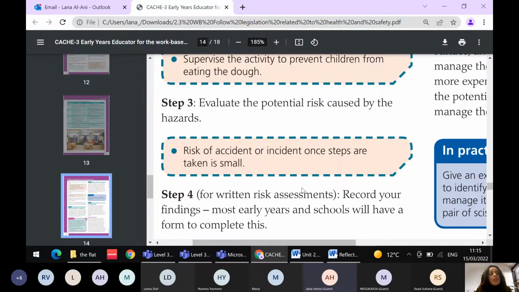Number 3, we evaluate the potential hazard involved, the potential risk involved in that hazard. So we need to evaluate how much risk we are taking if we allow the child to still do this, even though it's very risky for them. So for the risk of accident or incident, we need to check how much risk could be involved.